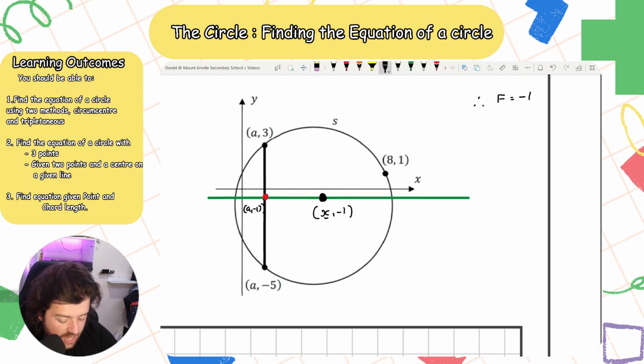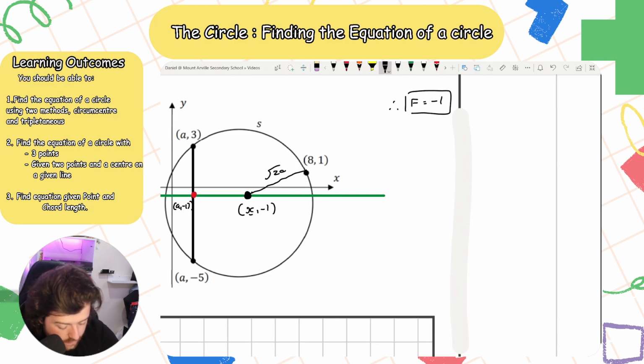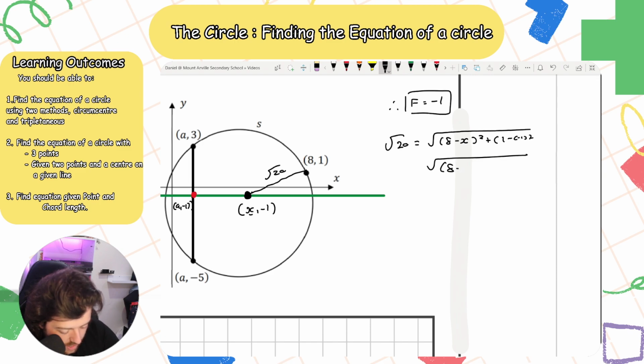So let's find this x coordinate here. Well, I know that the radius is root 20, so the distance between these 2 points is root 20. So let's see if we can use that information to find my x coordinate. Root 20 is going to be equal to, using the distance formula, the square root of 8 minus x squared plus 1 minus negative 1 squared. That is going to be equal to 8 minus x squared plus 2 squared, all under the root, equal to root 20.